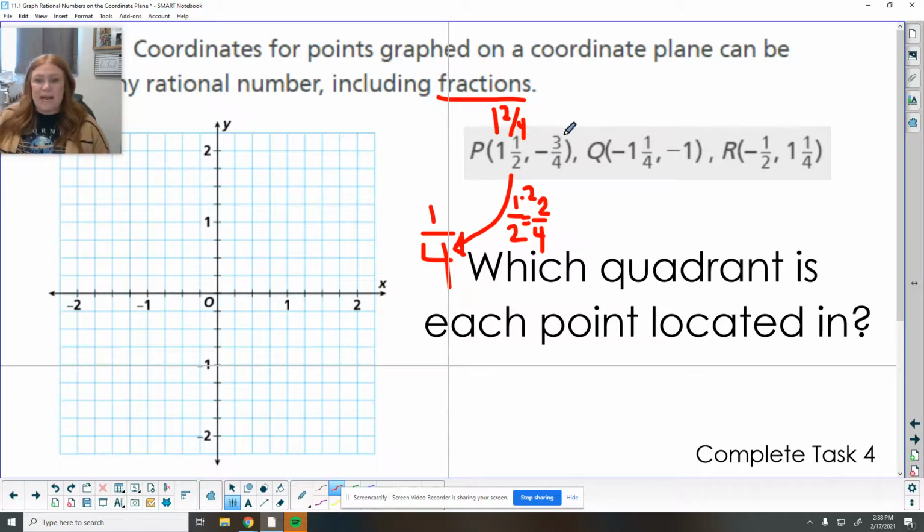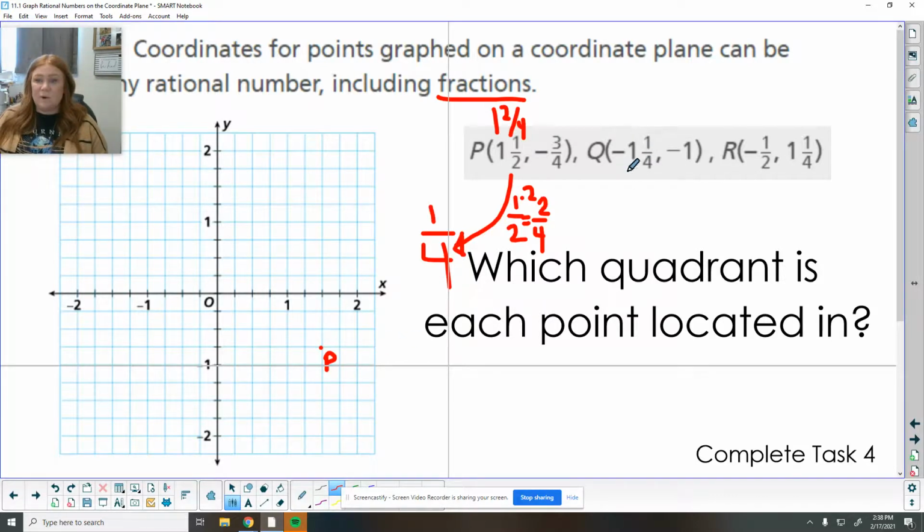And then we're going down -3/4. So 1, 1/4, 2/4. And then I'm going down 1/4, 2/4, 3/4. So right here we have P.